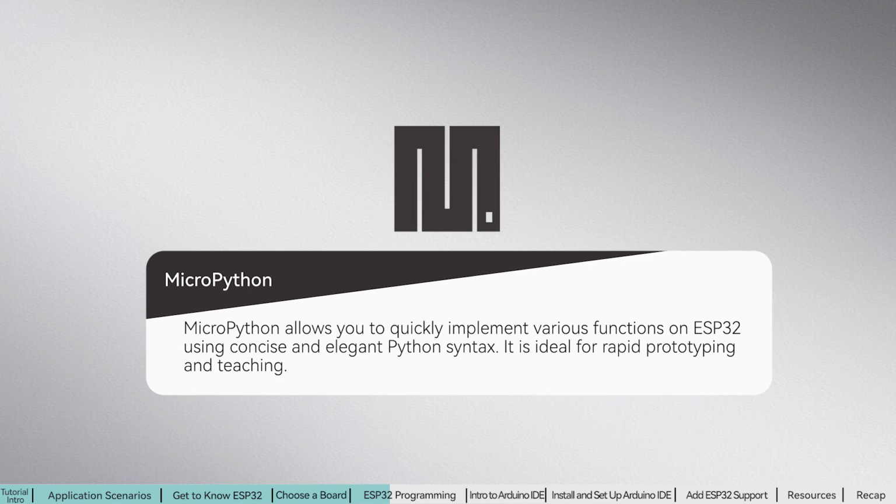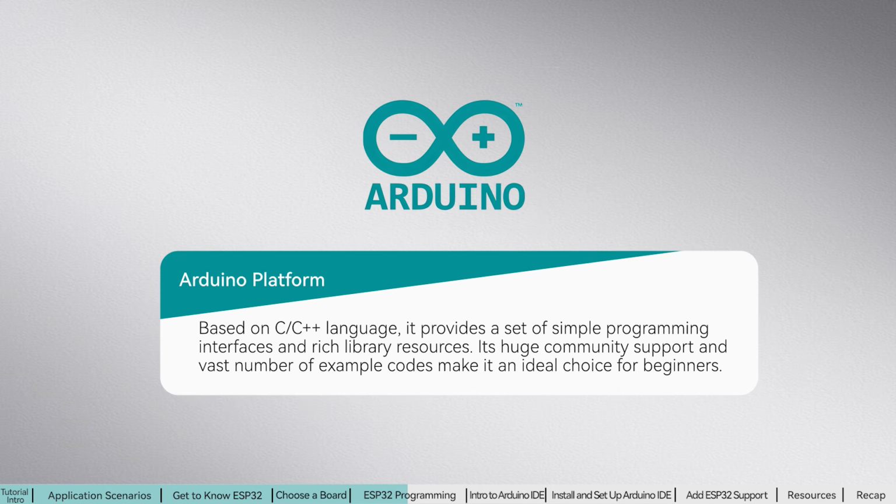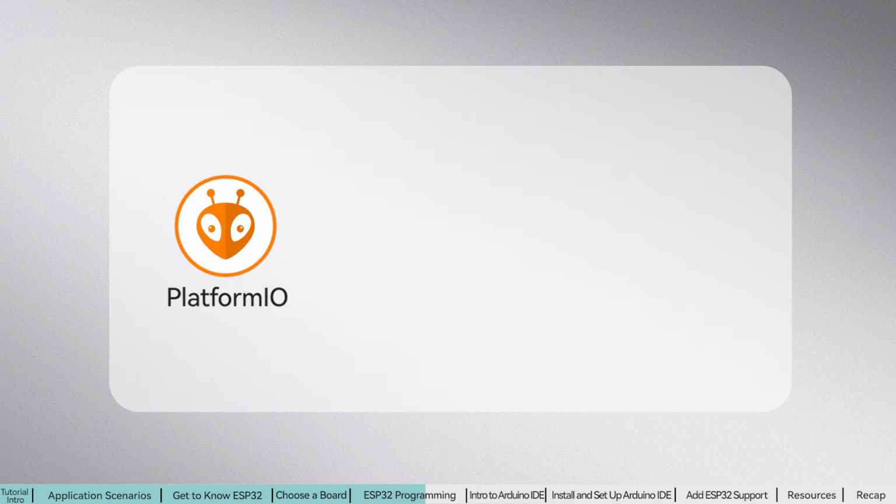MicroPython. If you are familiar with Python, MicroPython allows you to quickly implement various functions on ESP32 using concise and elegant Python syntax. It is ideal for rapid prototyping and teaching. Arduino platform. Based on C++ language, it provides a set of simple programming interfaces and rich library resources. Its huge community support and vast number of example codes make it an ideal choice for beginners. Other platforms.